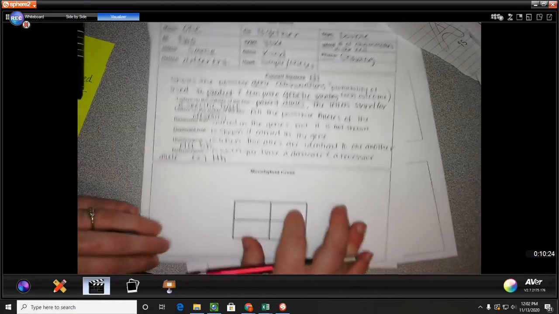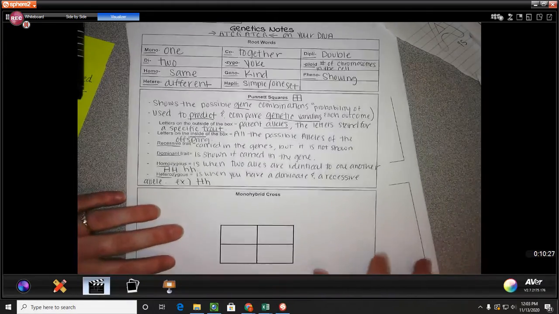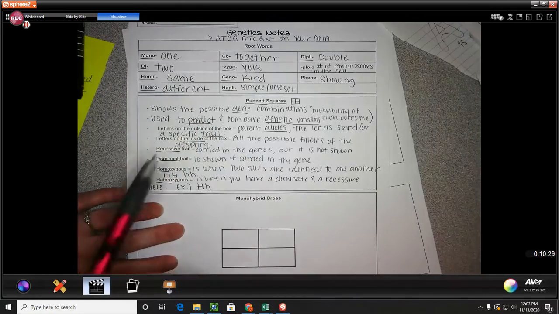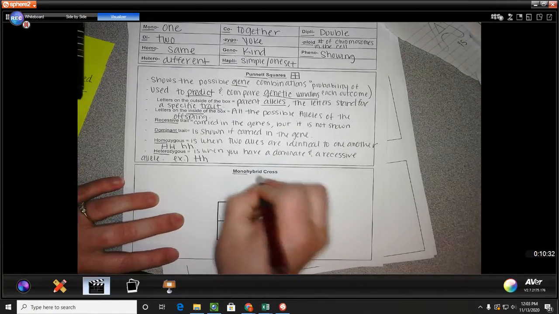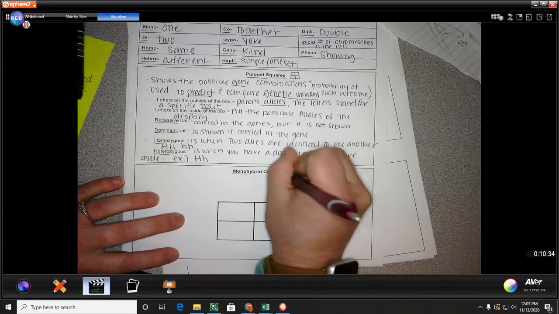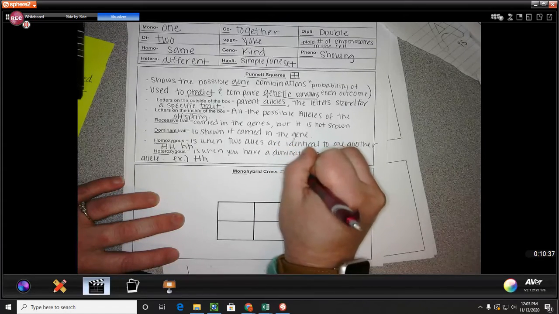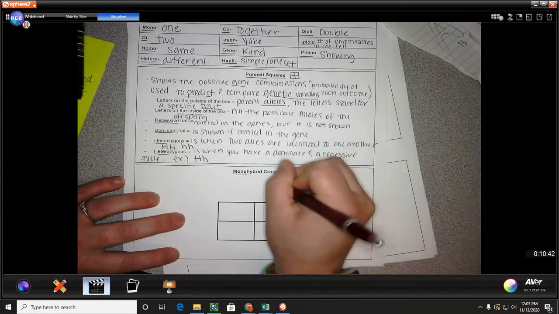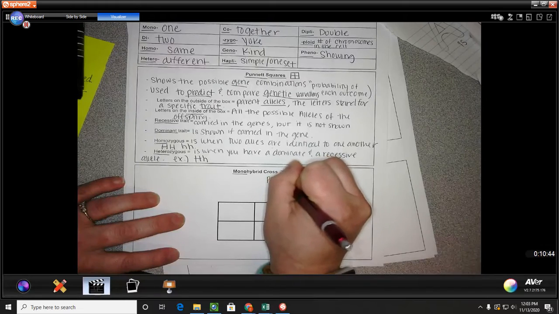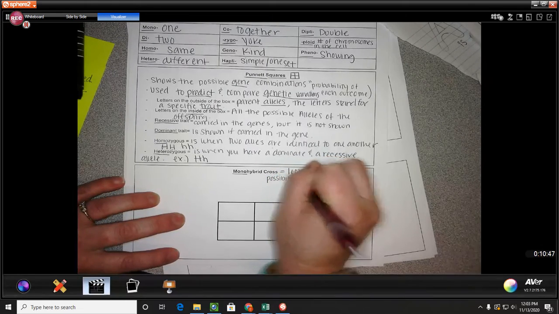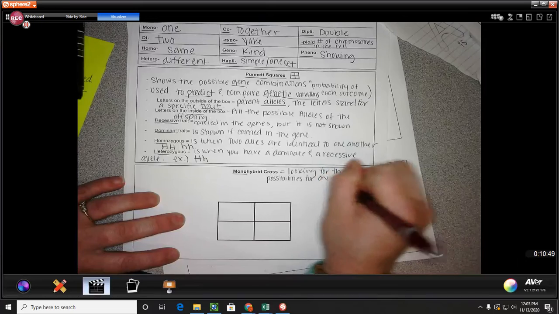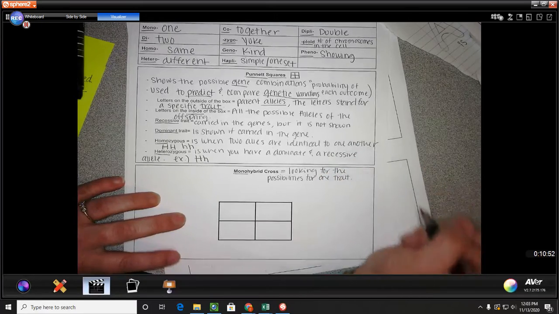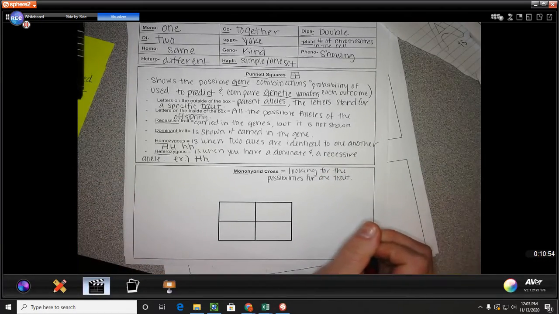Okay, now I'm going to move on. So remember back to this root word, mono means one. So a monohybrid cross is looking for the possibilities for one trait. Okay, like hair color or height, we're looking for one trait.